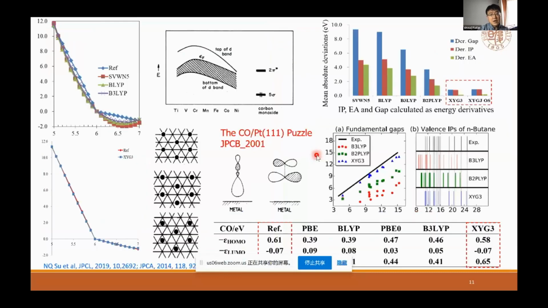So in addition to this quantitative error, we may also encounter qualitative error. For example, this is CO adsorption on the platinum 111 surface, where the experiments observed that the CO adsorbed on the top site of the Pt(111) surface. PBE suggests that CO would adsorb on the bridge site and the hollow site, in disagreement with the experiment.